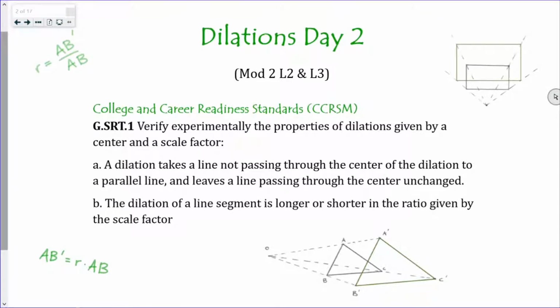This is a second video about dilations. We're still hitting the same CCRSM standard, but this time we're talking about some other kinds of ideas that show up frequently on the PARCC assessment.